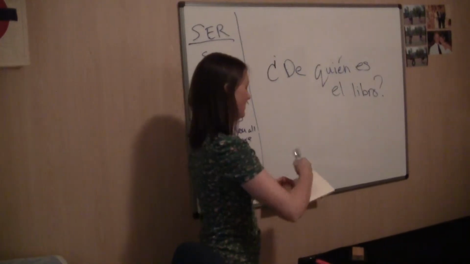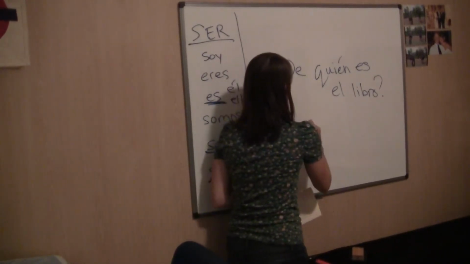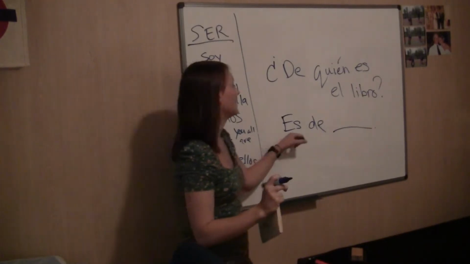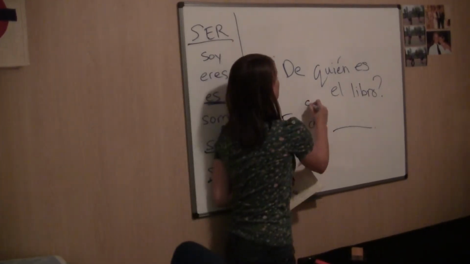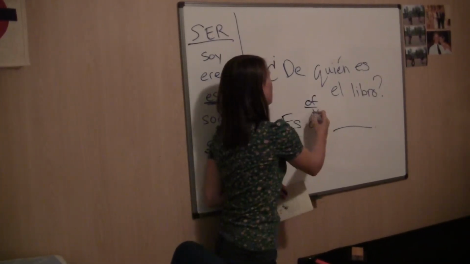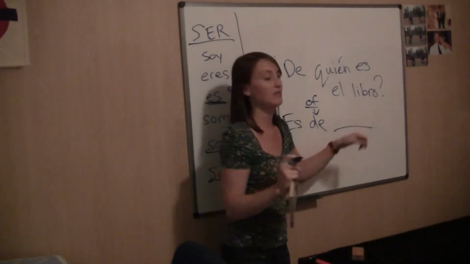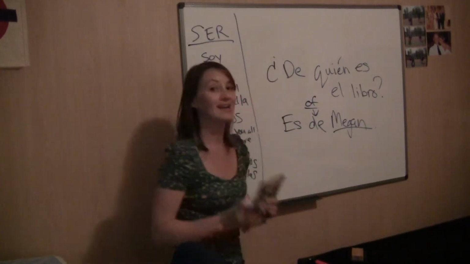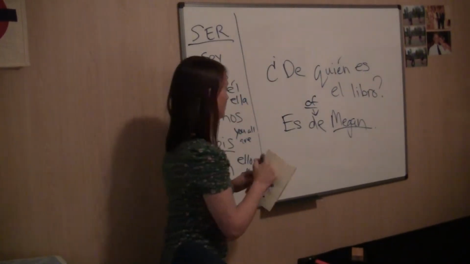And I would say, es de, and the name of the person. It is of, remember that of coming back when we're talking about they? It is of and the person, right? So, es de Megan, for example. It's my book, right? Es de Megan, okay?